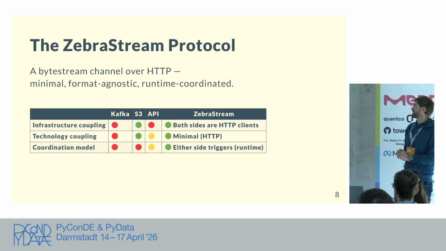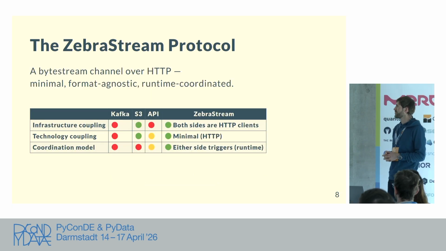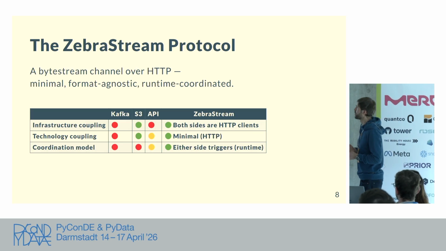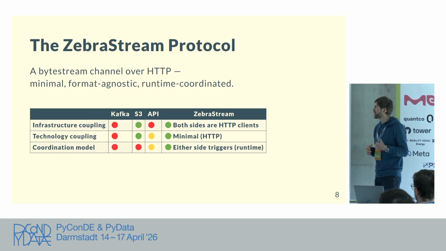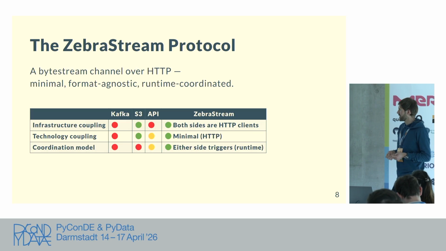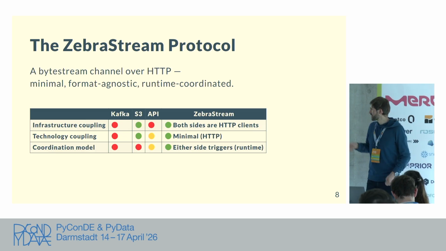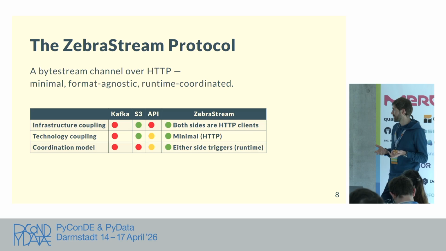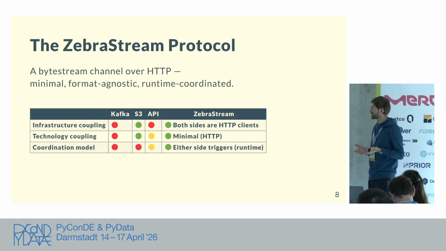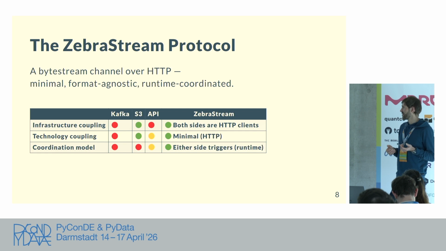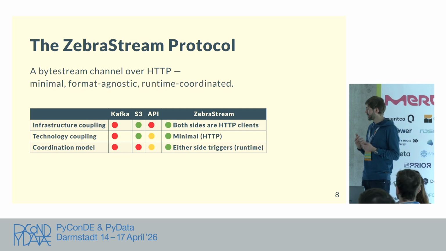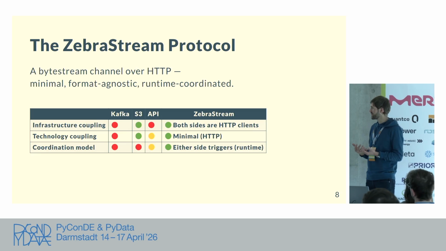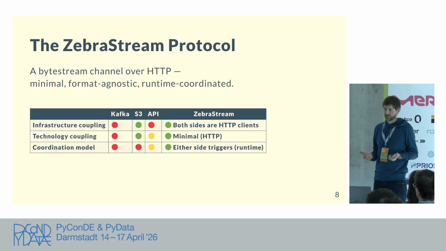And that's where we introduced the ZebraStream Protocol. It's really minimalistic. It's basically a port of the pipe model to the cloud. As we see, when we model it for HTTP, both sides are HTTP clients. The technology coupling is minimal, as for S3. And the coordination model, as we will see, is runtime dependent. So it's really flexible in the way to build event-driven pipelines that cross organizations.